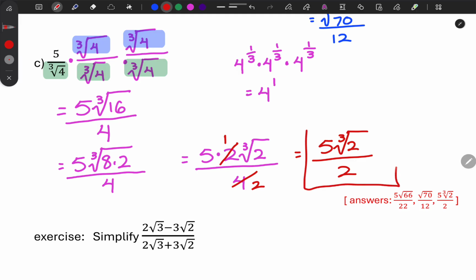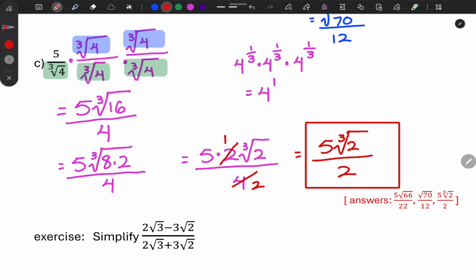Notice this one actually has a lot of steps. So aside from rationalizing and knowing that we need to multiply by that cube root twice, so we've got 3 of the 4 terms, we also have to simplify the radical in the numerator and then simplify the coefficients afterwards. A lot of steps.